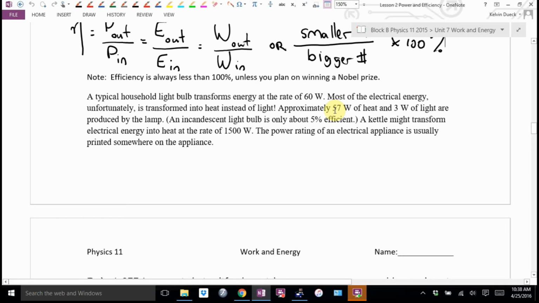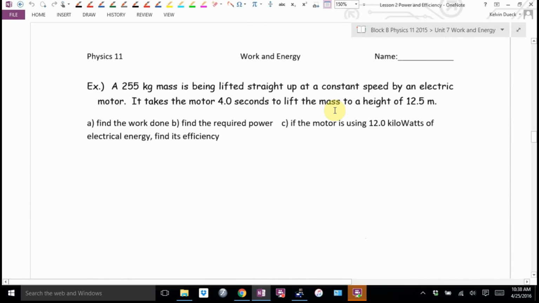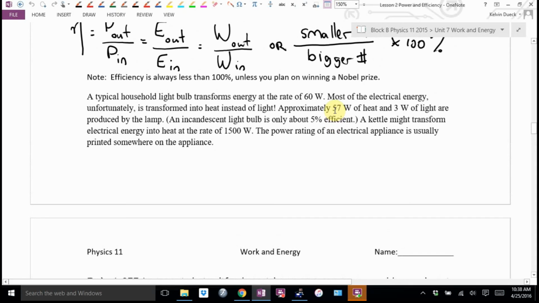The more heat you move around, the higher your wattage. So a kettle, about 1,500 watts. Do I have that here? No, you know what? That's going to be in Physics 12. Stove, about 4,000 watts. Dryer is about 4,000 watts. Blow dryers, they're moving a lot of heat around. They're about 1,200 watts. Light bulb, 60 watts. The power rating of an electrical appliance is almost always printed somewhere on the appliance.